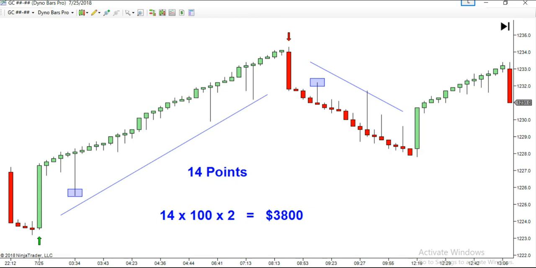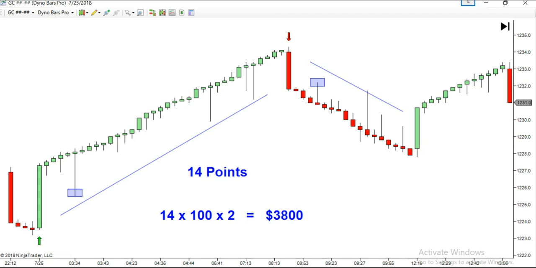14 points easily happens every single day on gold. It may be a little bit less some days, it may be a lot more on other days, but gold consistently averages 10 to 15 points. All that means is gold moves less than 1% a day, right? That's nothing. So 14 points on a gold trade we took 2 days ago. This was the profit potential, right? 14 points times 100, which is the contract size for gold, times a 2-lot, right? $3,800. 1 day trading gold, right?